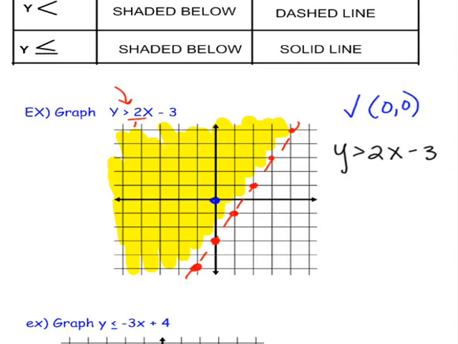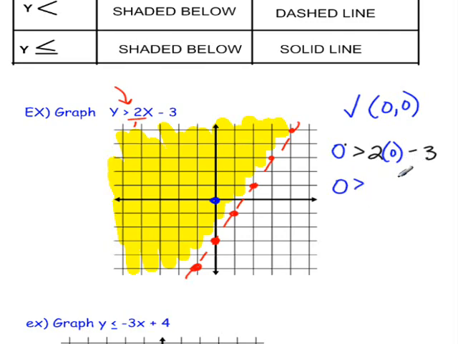And any point that I check, I'm going to plug those values in. So we've got a value of 0 for the x, and we have a value of 0 for the y. So I'm going to take that out, and I'm going to see what happens here. On the left side, I have 0 is greater than.